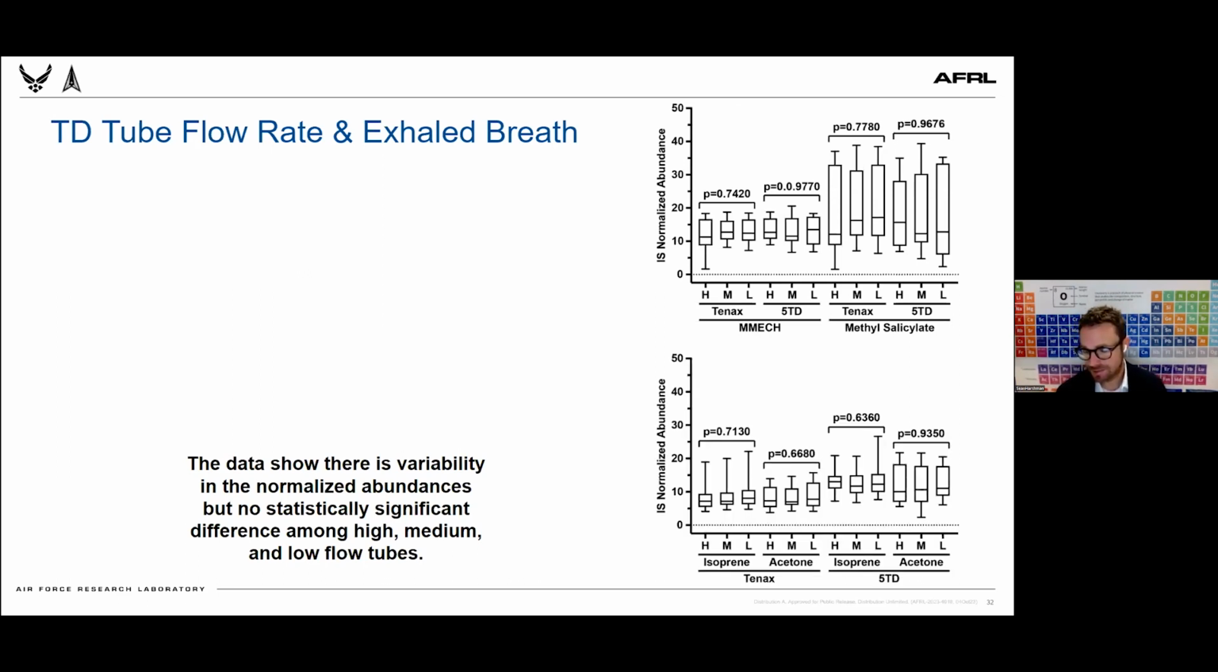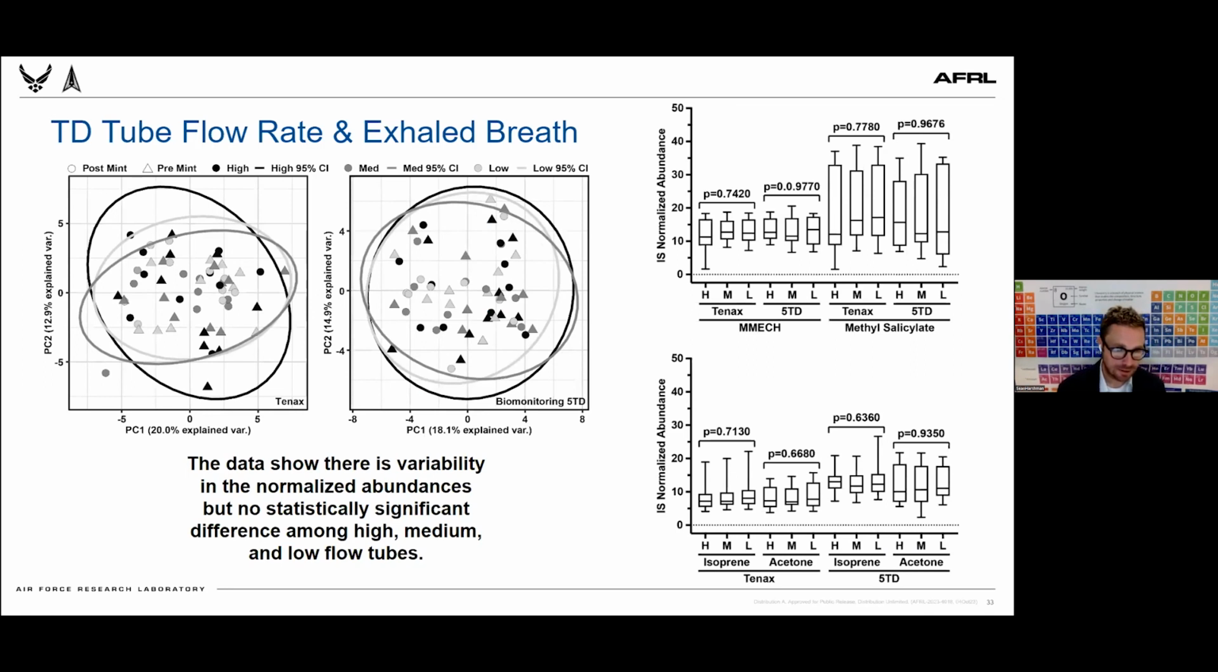Similarly, we monitored some historically endogenous compounds, acetone and isoprene, and we see a very similar result where there is some variability here. We believe that's just endogenous variability. That's pretty well documented in the literature, but we don't see any statistical difference based on low, medium, and high flow rates for either compound or either TD tube type.